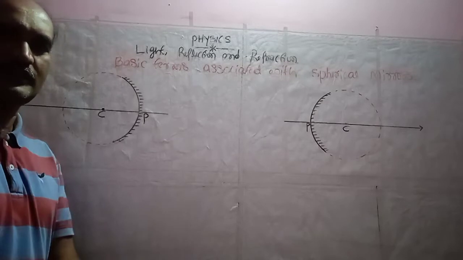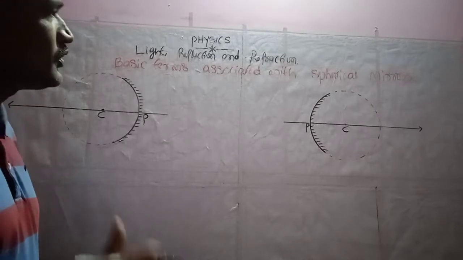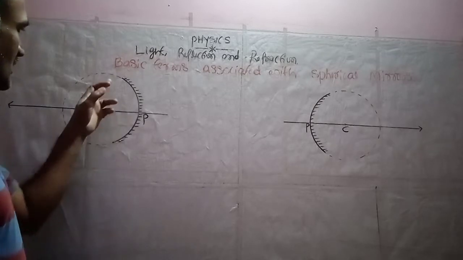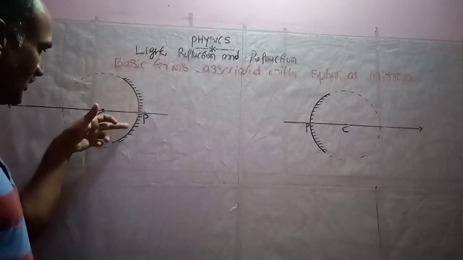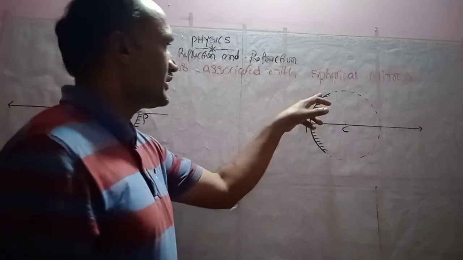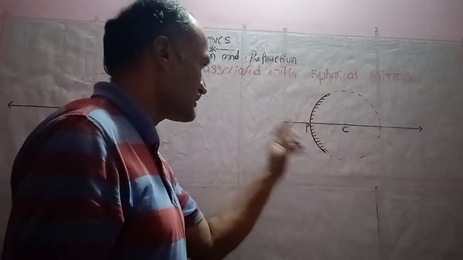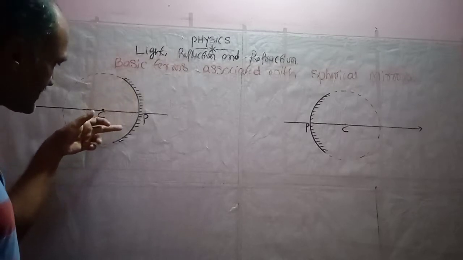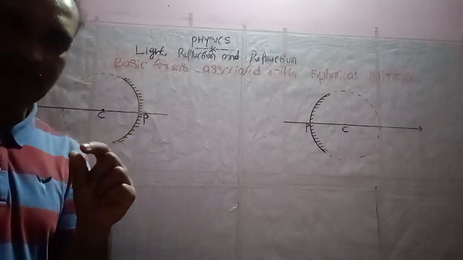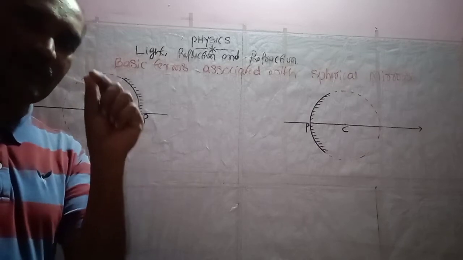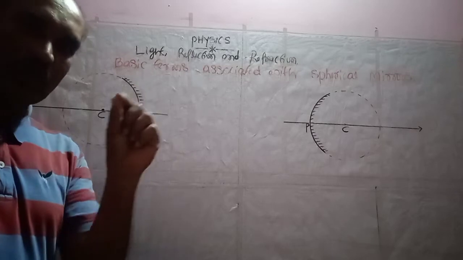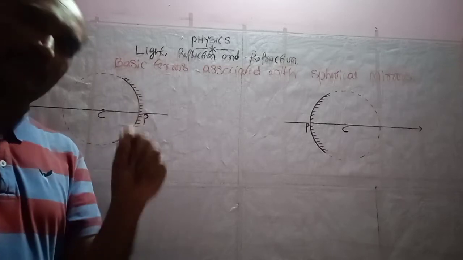The first basic term is pole. What does the pole of the mirror mean? See, look here, student. This is the reflecting surface of a concave mirror, and this is the reflecting surface of a convex mirror. This reflecting surface has one center. That center of the mirror is what we call the pole of the mirror, and the pole of the mirror is denoted by the letter P.